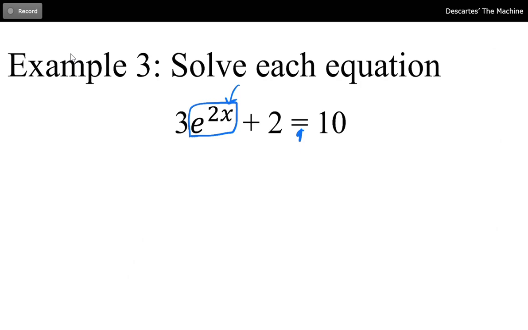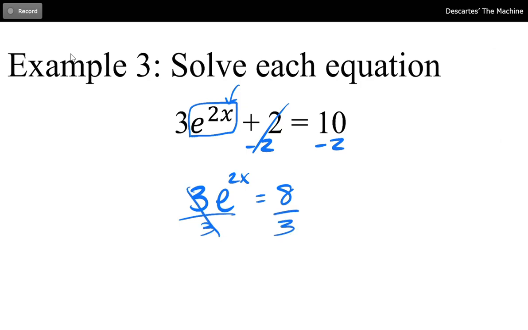In that order. If you divided everything by 3 first, you would get 2/3 and 10/3, which is a problem. I mean, you could manage it probably, but it wouldn't be comfortable. So let's do it comfortably. Let me subtract 2 from each side. Minus 2, minus 2. This cancels. 3 times e to the 2x equals 8. Now divide by 3, divide by 3. This cancels. I get e to the 2x is equal to 8/3.